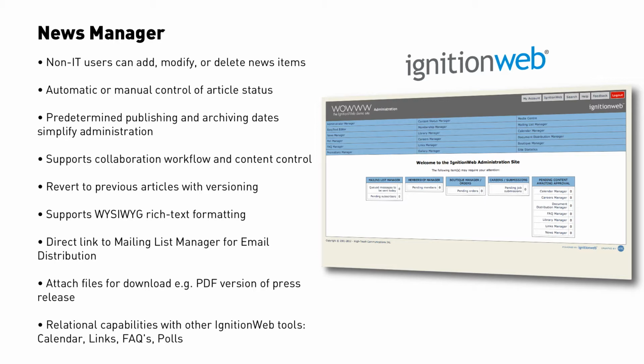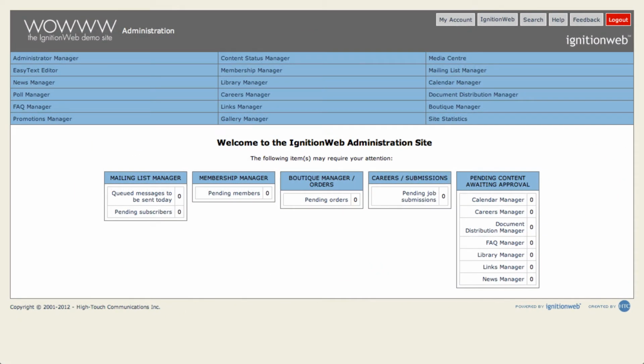Articles may be composed using what you see is what you get, rich text formatting, and may be previewed online to ensure proper display before publishing. After publishing, articles are automatically added to the site RSS feed, and they can also be immediately imported into Mailing List Manager for email distribution.